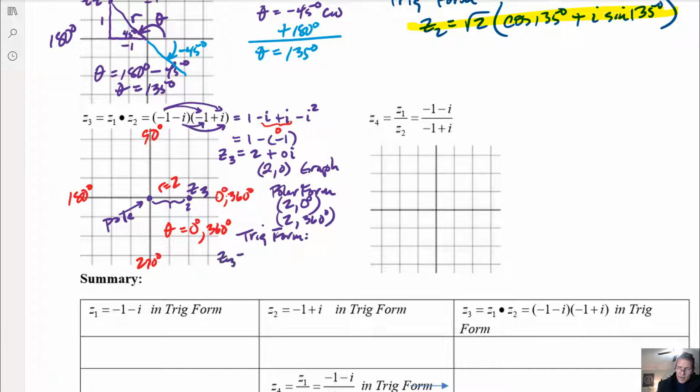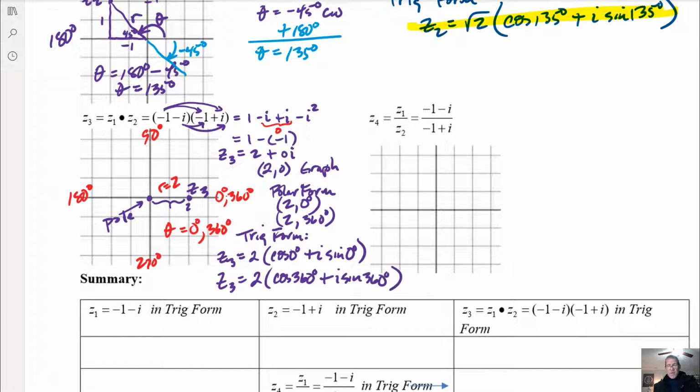So that Z3 now is equal to 2, because the modulus is 2, times cosine of 0 degrees plus i sine 0 degrees. Or you can write Z3 using the other angle, which is equivalent to 0 degrees, which is 360. Make sure you write this down because I'm going to use it here in a minute. We're almost done. Okay, so we got 2 different ways to write Z3 because 0 degrees and 360 are equivalent in terms of polar angles.